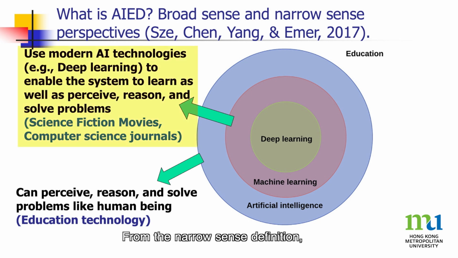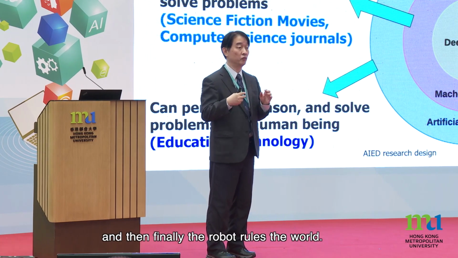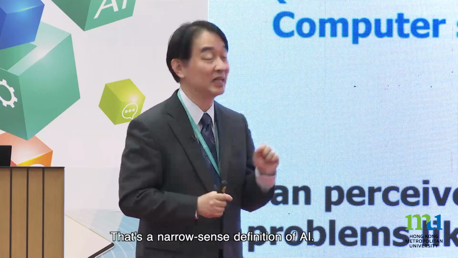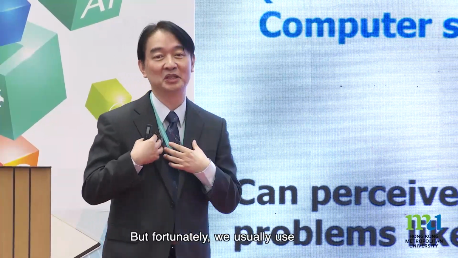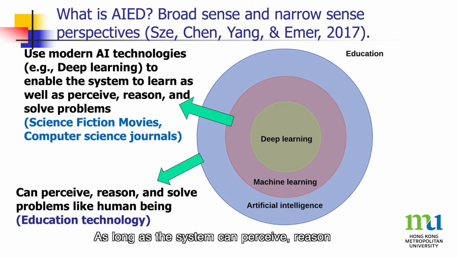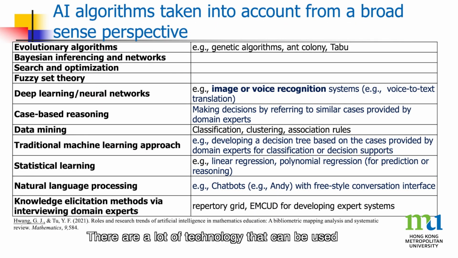So there are broad sense definitions and narrow sense definitions of AI. From the narrow sense definition, an AI system needs to be able to learn on its own. Just like in those movies, a robot can learn on its own, and then finally the robot rules the world. That's the narrow sense definition of AI. But fortunately, we usually use the broad sense definition of AI. As long as the system can perceive, reason, and solve problems like human beings, then we say, okay, that's an AI system. It's easier.